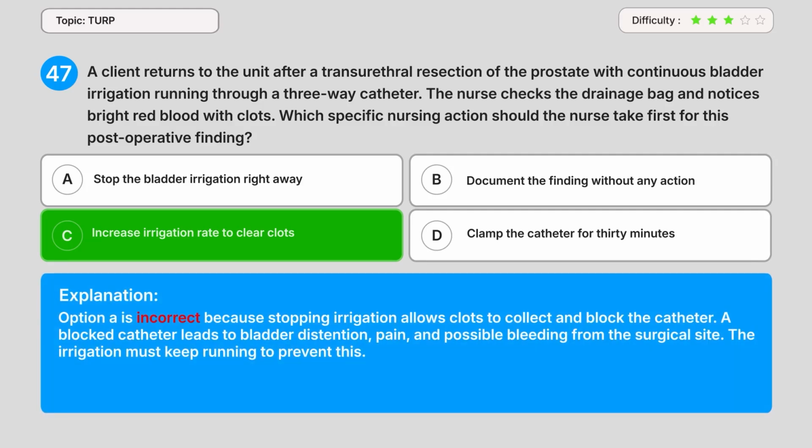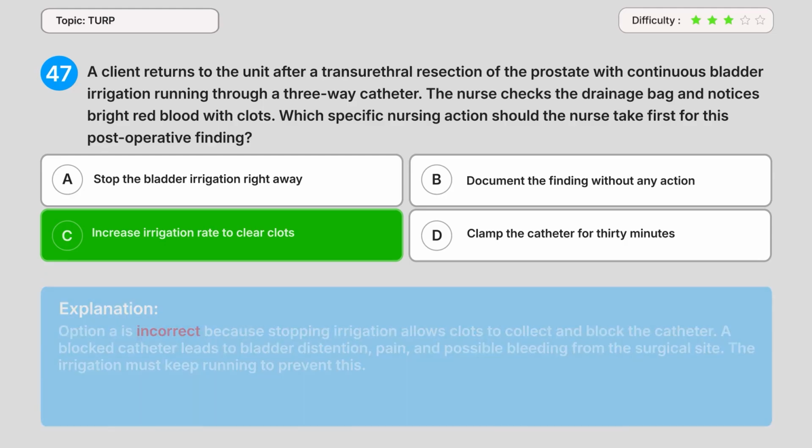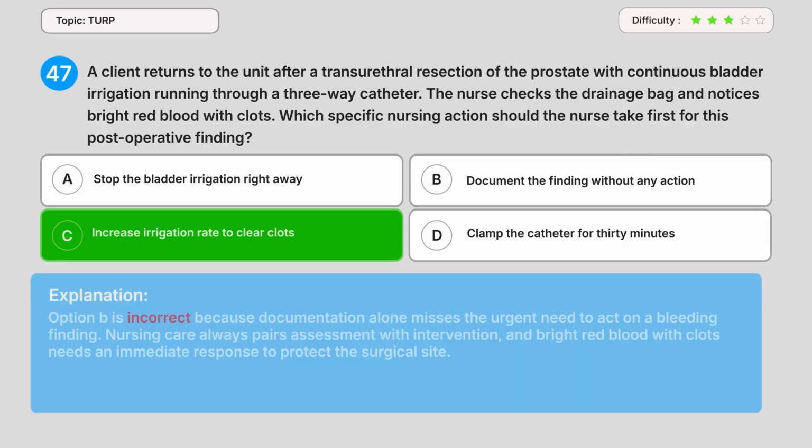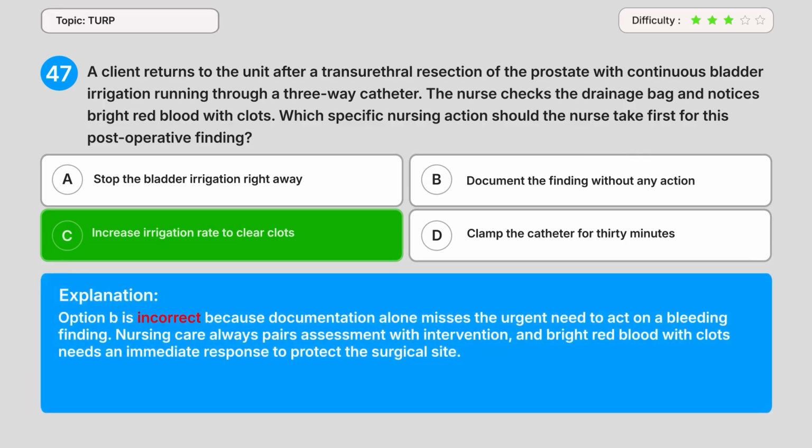Option A is incorrect because stopping irrigation allows clots to collect and block the catheter. A blocked catheter leads to bladder distension, pain, and possible bleeding from the surgical site. The irrigation must keep running to prevent this. Option B is incorrect because documentation alone misses the urgent need to act on a bleeding finding. Nursing care always pairs assessment with intervention, and bright red blood with clots needs an immediate response to protect the surgical site.